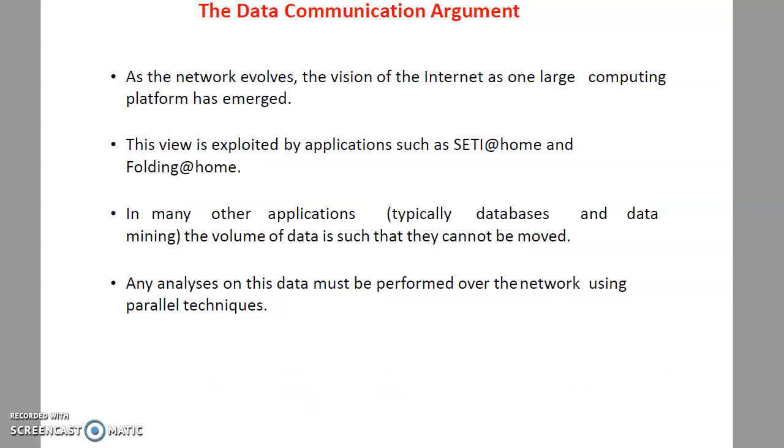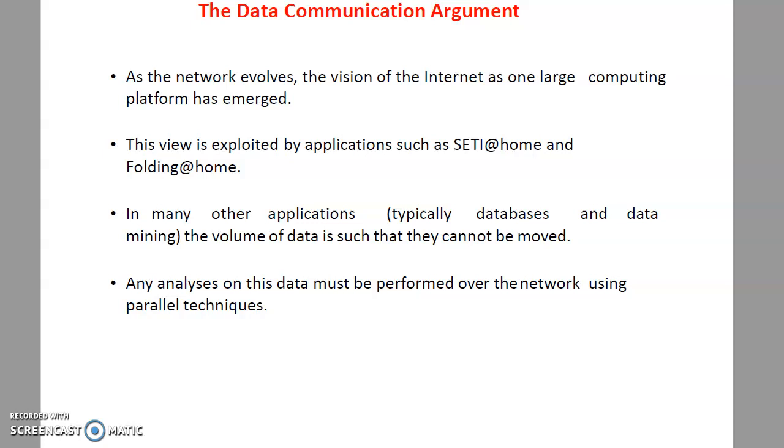The next was the data communication argument. So communication of data in parallel computing was also an asset in parallel computers. As the network evolves, the vision of the internet as one large computing platform emerged. So as the network evolved, the vision of the internet as one large computing platform also emerged as a concept, so internet connected machines can also act as parallel computers. So that was another way of implementing parallel platforms.